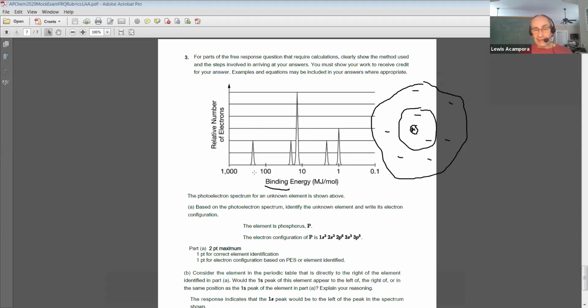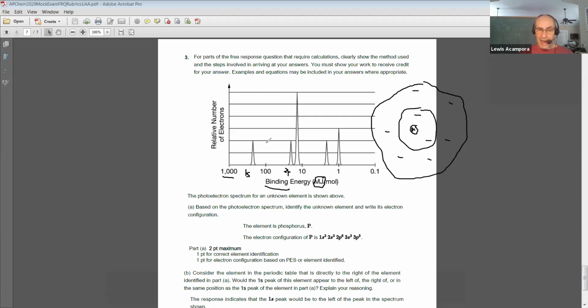You're given this binding energy, and this is a logarithmic scale, with the bigger numbers to the left. This tells us the larger the binding energy in megajoules per mole, that's a lot of energy, the harder it is to remove that electron, or the more strongly those electrons are attracted to the nucleus. So if we go from left to right, we're always going to see the most tightly bound electrons first, and this is going to be the 1s orbital, and then the 2s orbital.